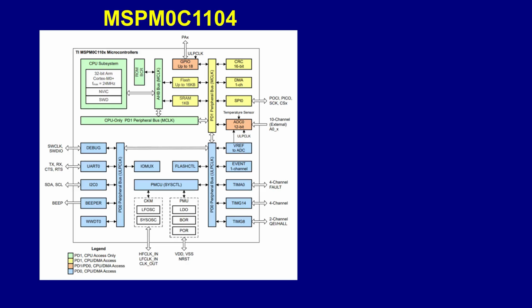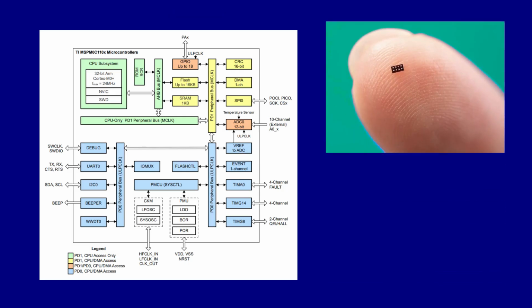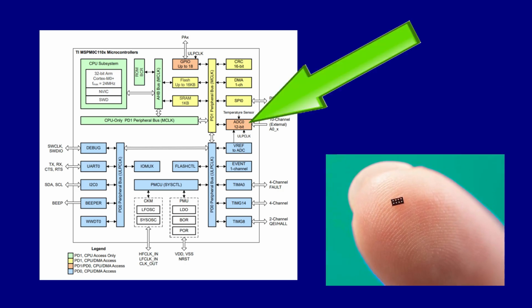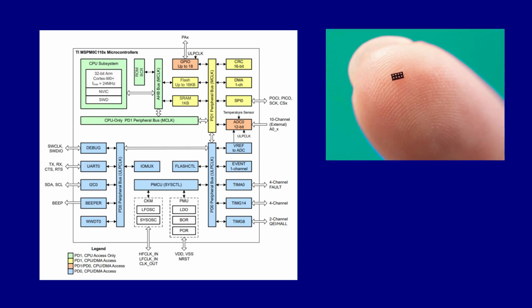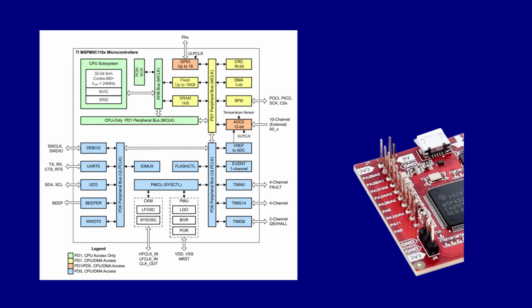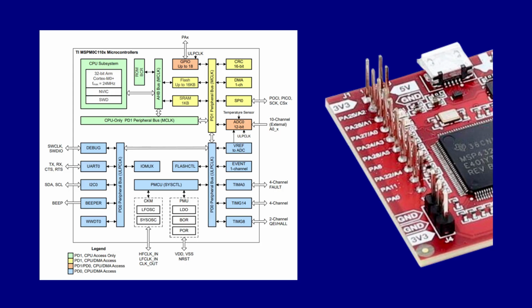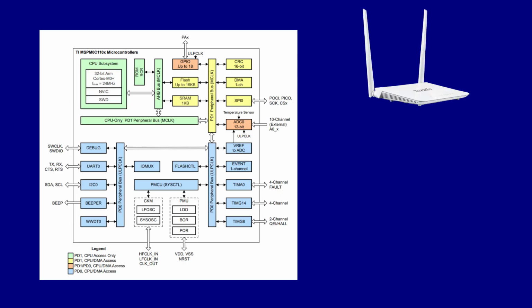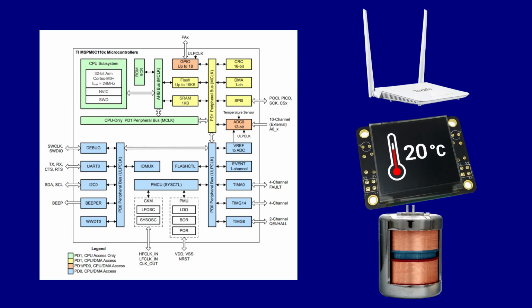The MSPM0-C1104 is a 32-bit Arm Cortex-M0 plus CPU with a frequency of up to 24 MHz. The device includes 16 kilobytes of built-in flash memory and 1 kilobyte of built-in RAM. This device features a 12-bit 866 kilosamples per second SAR analog to digital converter with 10 channels. The 20-pin booster pack plug-in module headers simplify rapid prototyping. Users can quickly add additional features such as wireless connectivity, graphic displays, environmental sensing, and much more.